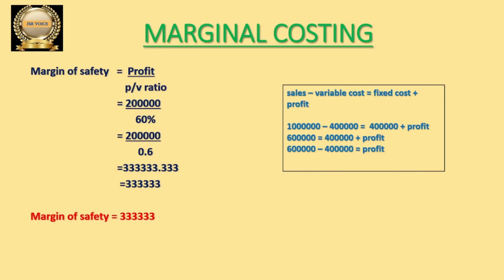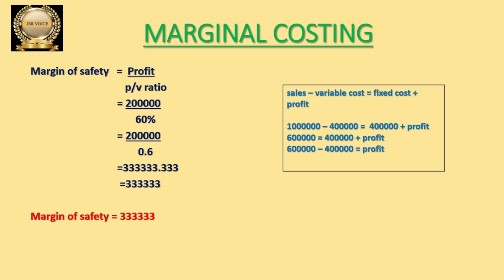Okay, so if we want to calculate margin of safety, we should take the formula. For finding out margin of safety, there are two formulas actually. One is margin of safety is equal to sales minus BEP sales. So in this question, sales is given, but BEP sales are not there. We can't take that formula.